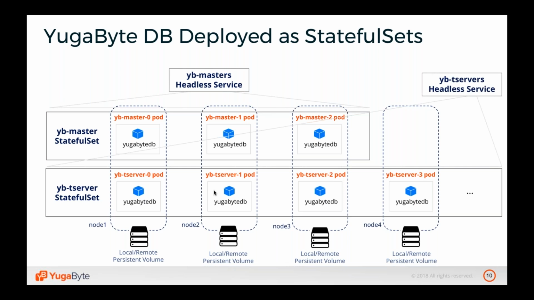Now we create a headless service for the YB masters, so you'll be able to list master 0, 1, and 2, and another one for the tablet servers, so you'll be able to list 0, 1, 2, and 3. And this is extremely useful in discovery. So it's very easy to tell the tablet servers how to discover the masters, and it's easy to tell external clients how to discover the tablet servers themselves in order to interact with the database. So the application clients use the tablet server headless service in order to discover the service.